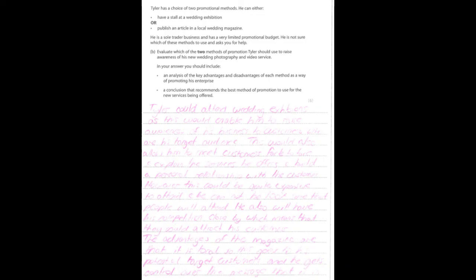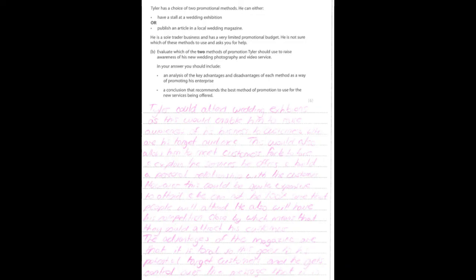Notice now they do the drawbacks. However, this could be quite expensive to attend, and he could not be sure that people will attend. So it's trying to pick out the fact that it could be expensive and he's not sure people are going to attend. He also will have his competition close by, which means that they could attract his customers. So he's pointed out his competition could be at the wedding fair as well.